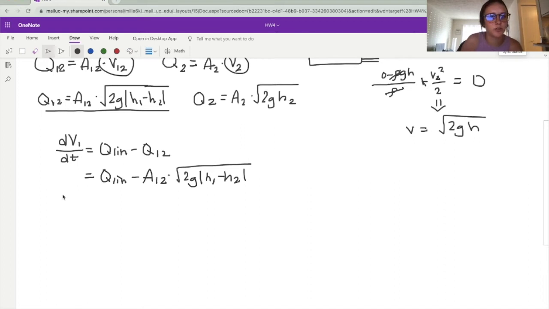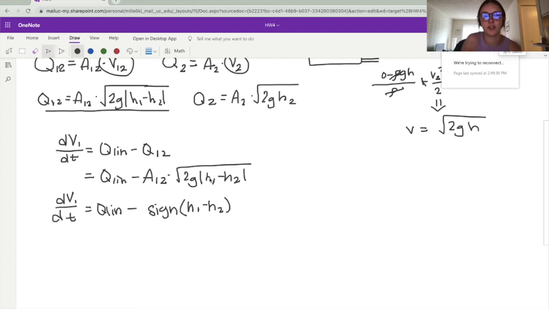So we are going to rewrite this as dV1 over dt equals Q1 in minus the sign of H1 minus H2, because we can't compensate for the sign under the radical, because if we get a negative under the radical, that just won't work out. So we have to compensate for it outside of the radical.